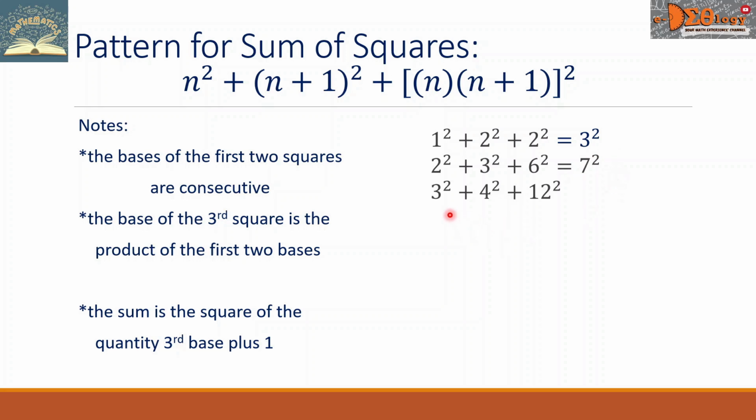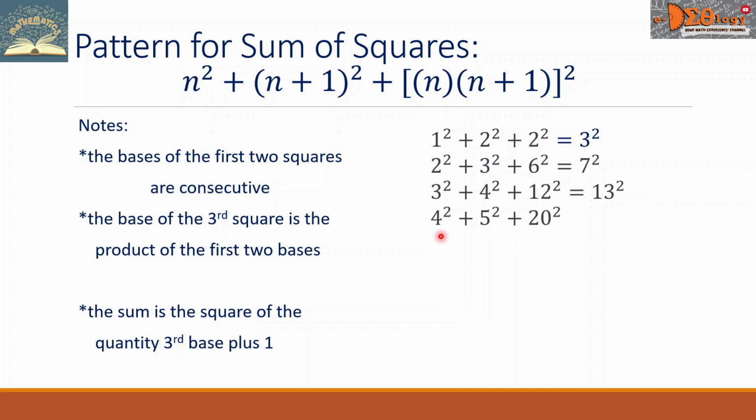Another example, 3 square plus 4 square plus 12 square. The bases of the 2 squares are consecutive, 3 then 4. And this 12 is the product of 3 and 4. And the answer is 12 plus 1, and that is 13. Then we will square.